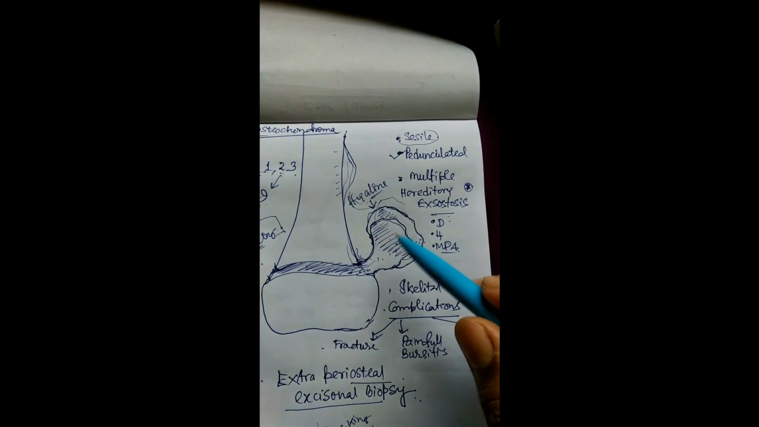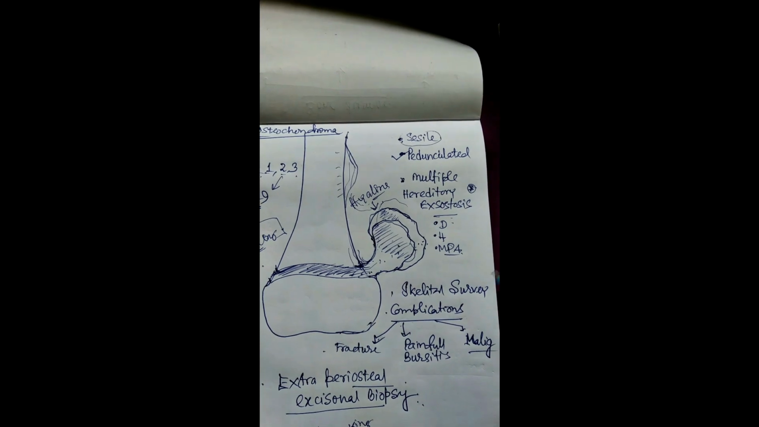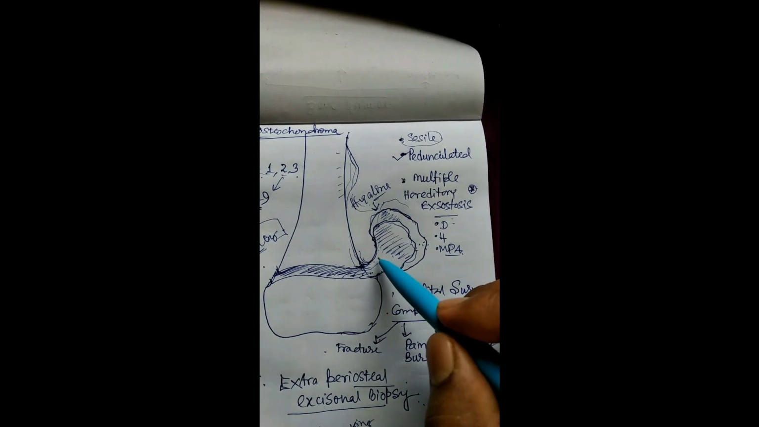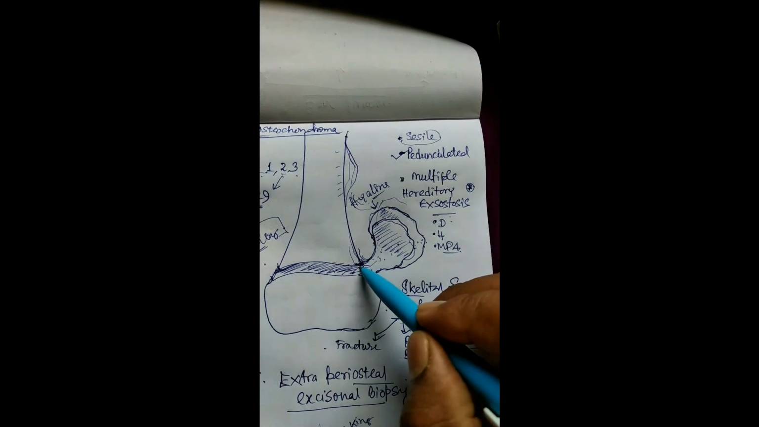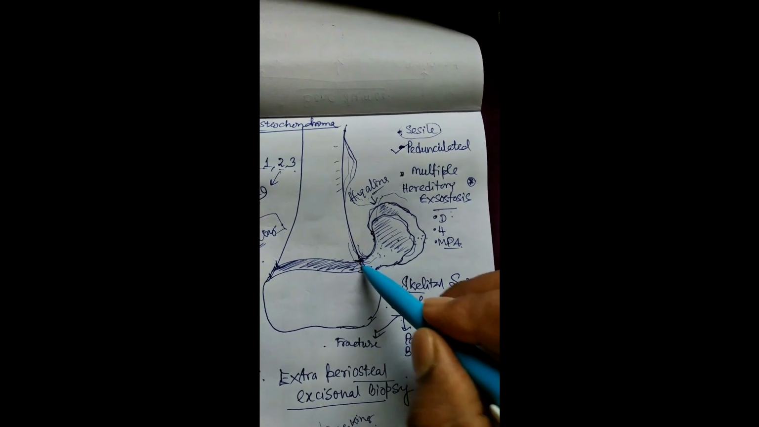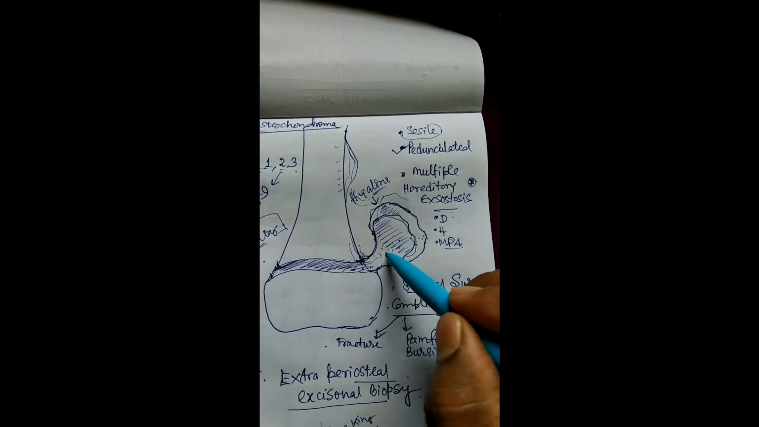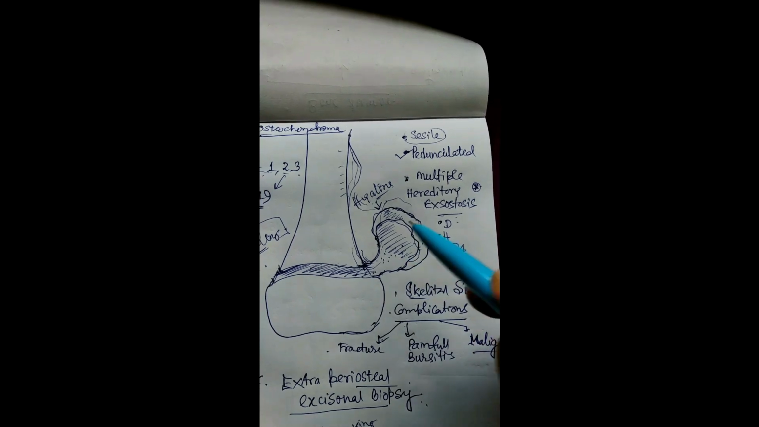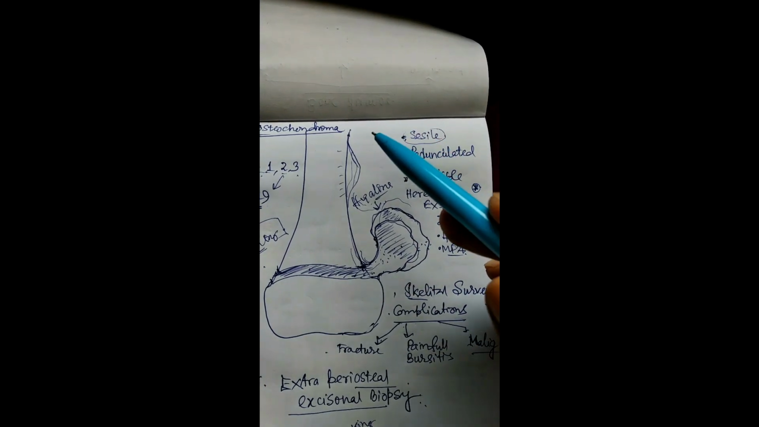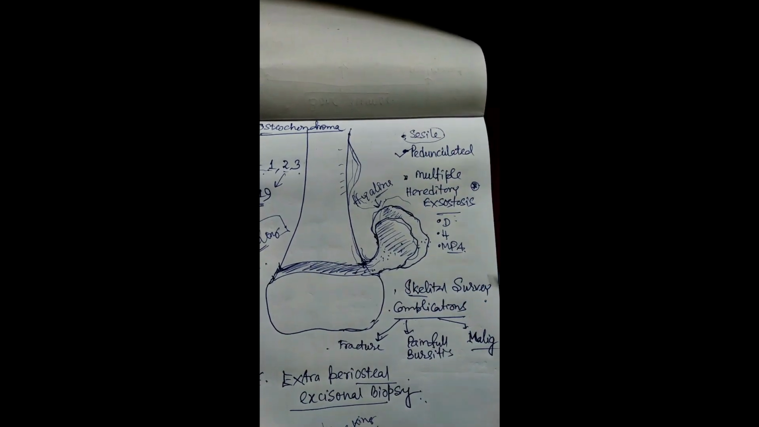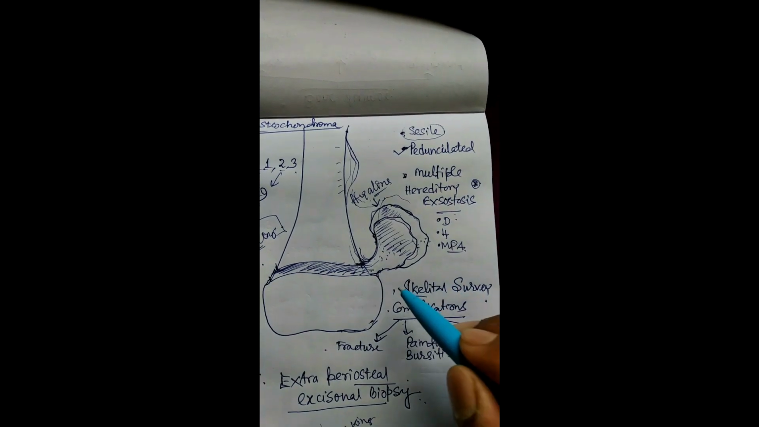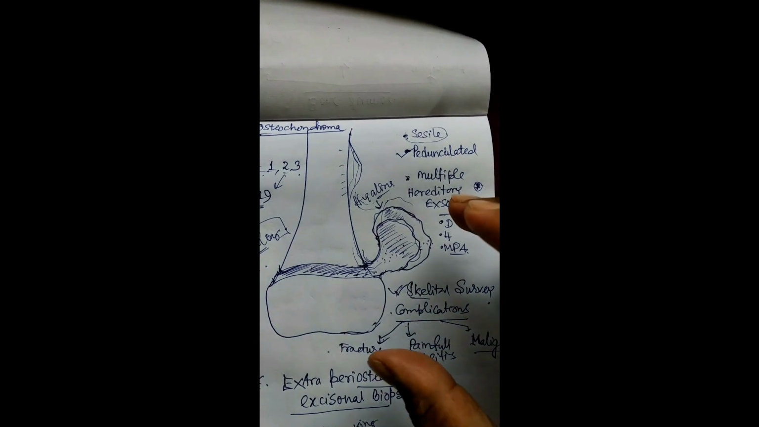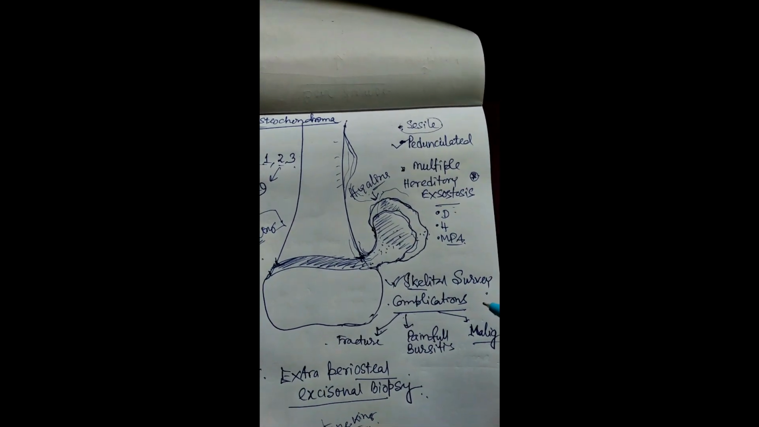Now each and every osteochondroma case needs a skeletal survey, because this may involve the distal femur, the proximal tibia, but it can also involve different sides of the skeleton. So a skeletal survey is mandatory when we are dealing with a case of osteochondroma.